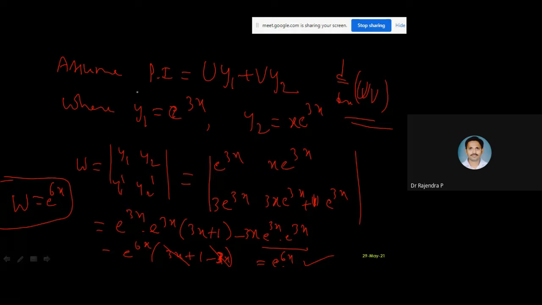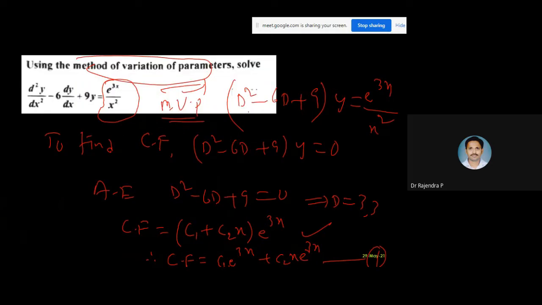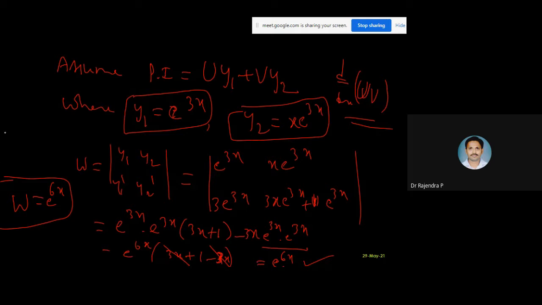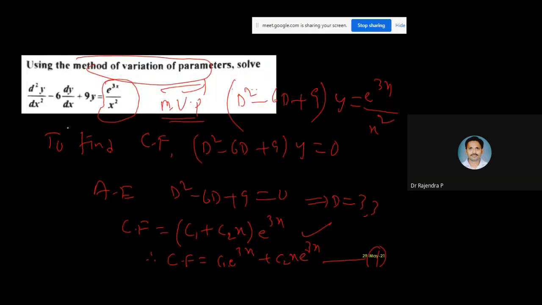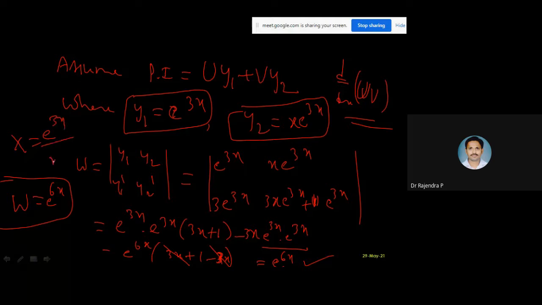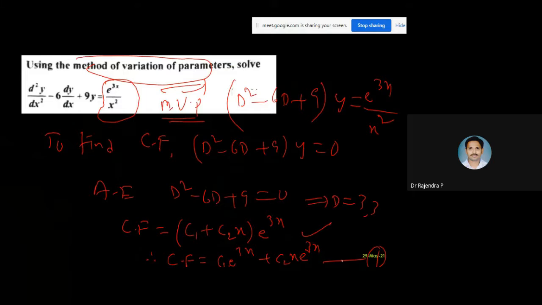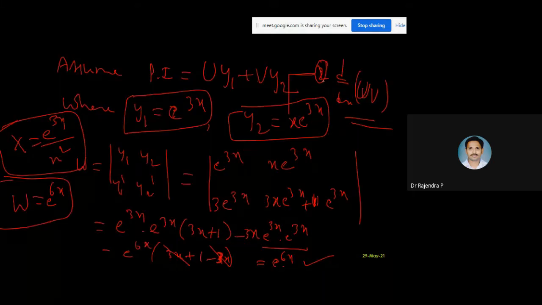Right. So now we have W as well as y1 and y2. Of course, we know what capital X is, given here. X is equal to e power 3x by x square. So all the required things are there to find your u and v. Whatever you are assuming, let us take this as equation number 2, because 1 is already given. I'm trying to find u and v values. This is our requirement.